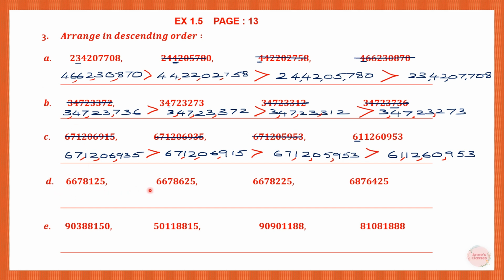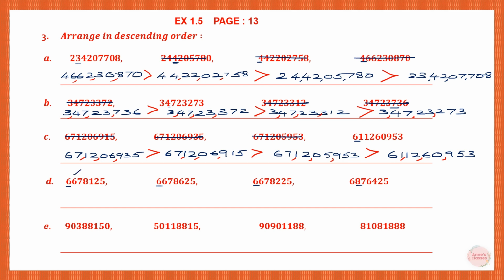Question D. Let's go through all these numbers. Now let's count the number of digits. 1, 2, 3, 4, 5, 6, 7. So they're all 7-digit numbers. That means we're going to look at the digit in the extreme left. So here we have 6, 6, 6 and 6. They're all 6. That means we go to the next number.